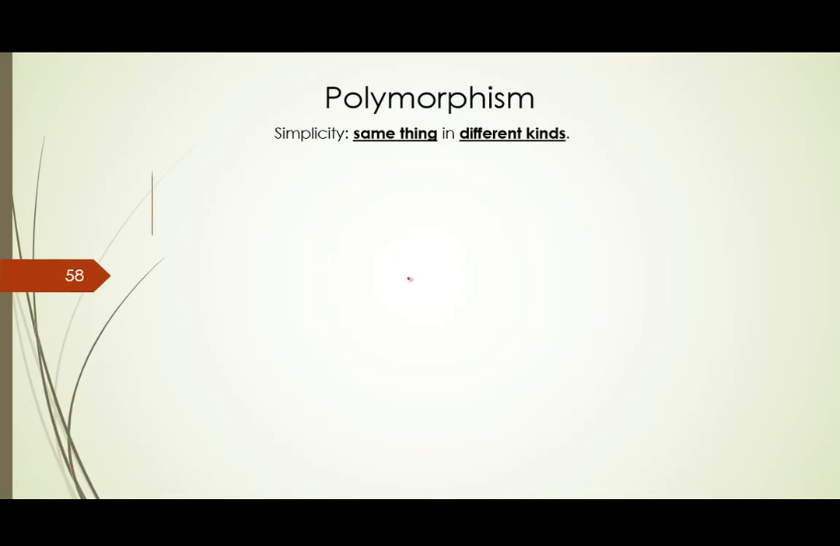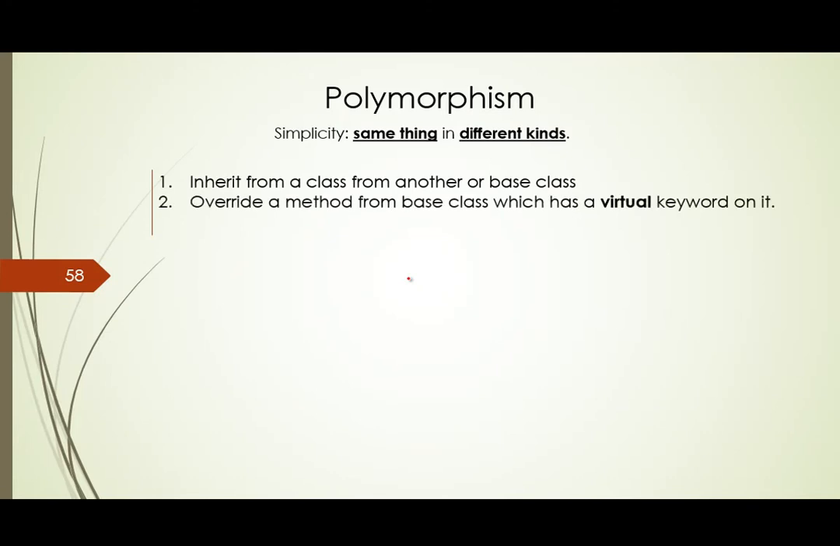So let's see how to implement polymorphism in your code. When people ask in an interview what is polymorphism, you can say same thing in different kind, and then give the programmatic definition of how you can implement polymorphism in your code. The way is to inherit your class from a base class. That's the first step. The second step is to override a method from a base class. We haven't seen override yet, but we're going to see it right now.